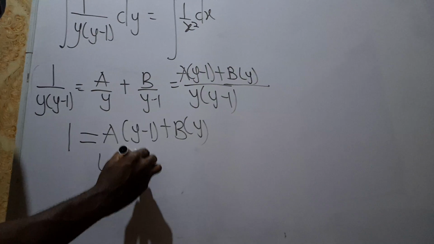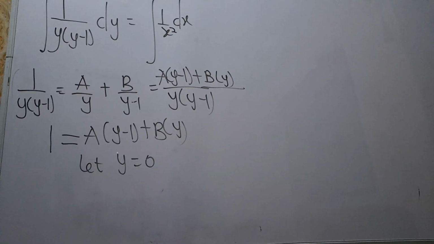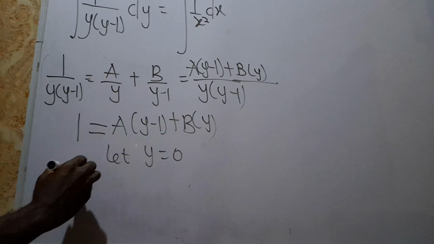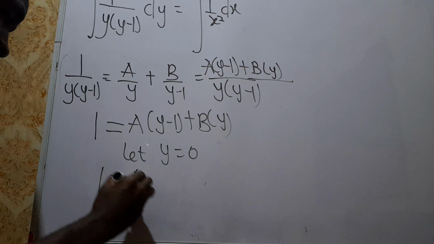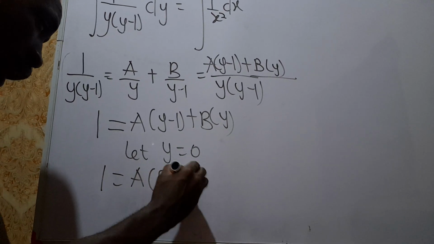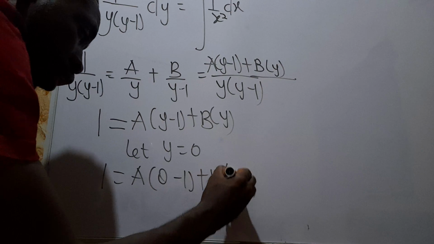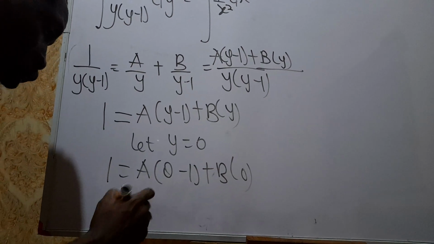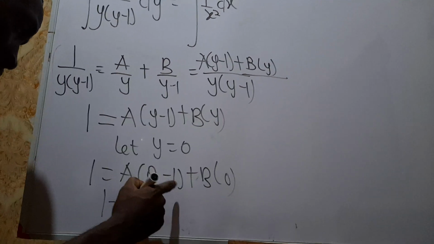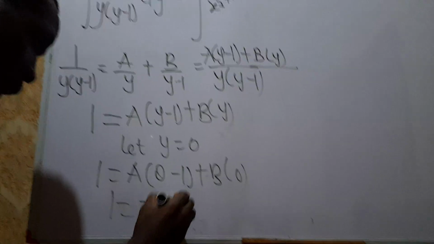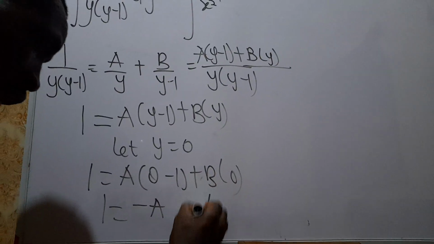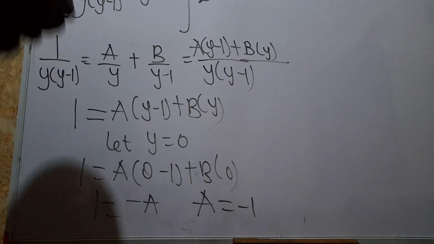So we let y be equal to 0. When y is equal to 0, you can say 1 is equal to a times 0 minus 1 plus b times 0. So 1 will be equal to 0 minus 1, which is minus 1, times a will be minus a. b times 0 is 0. Then we can say a is equal to minus 1.